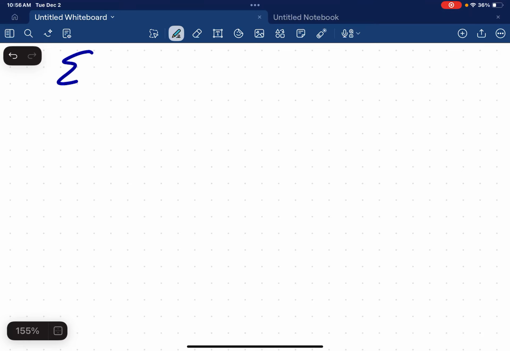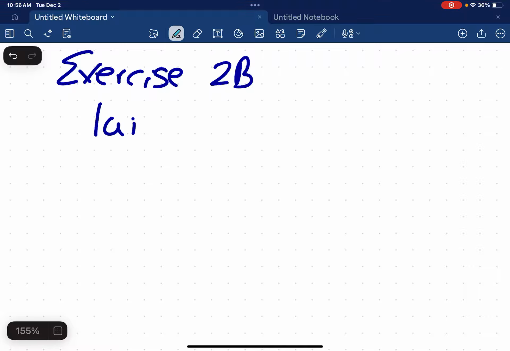Today we'll be doing exercise 2b. Alright, 2b is just on functions again. We'll start with 1a1. One is asking us for each of these quadratic equations, determine the equation of the axis of symmetry, the vertex and its concavity, domain, and range.